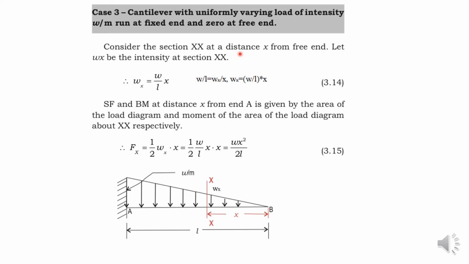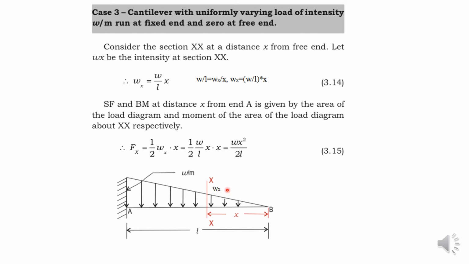Now we are moving on to the next case, that is cantilever beam with uniformly varying load of intensity W per meter run at fixed end and 0 at the free end. Okay, so here you can see a triangular variation. That means the load is varying uniformly from 0 to W per meter intensity. So we have to consider a section line in order to draw the shear force diagram, and the section line is at a distance h from the end B.